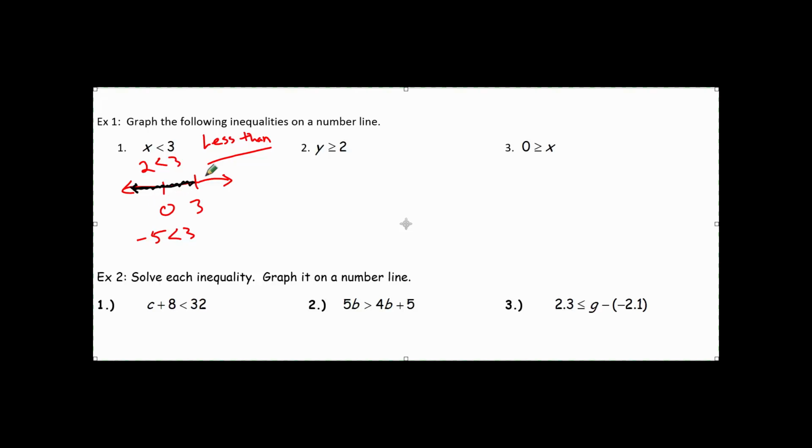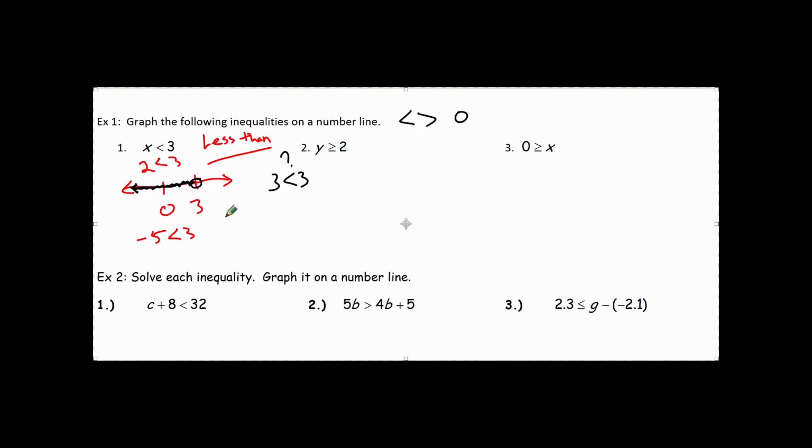Now, at the 3, do we count 3? Is 3 less than 3? No, because 3 is not less than 3. 3 is 3. So we have to make a distinction about whether we want this to be including 3 or not, and we don't. So there's two ways you'll see this done. The way we'll do it in class is we're going to put an open circle for any less than symbol. So if you have a less than or a greater than symbol, no equal to, you're going to have an open circle. So everything to the left of 3 is a solution.